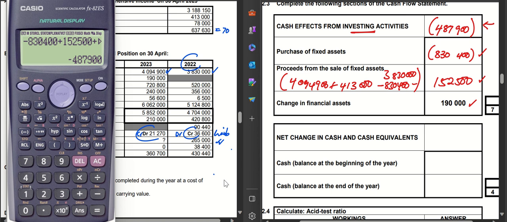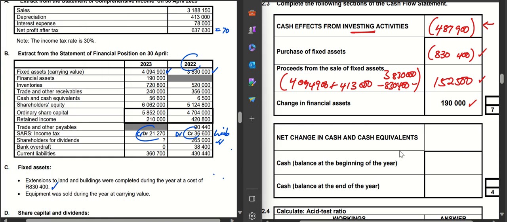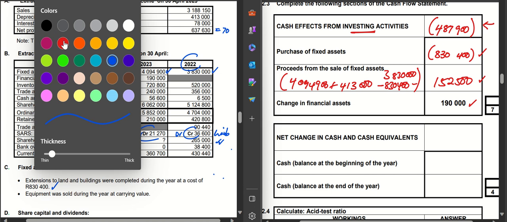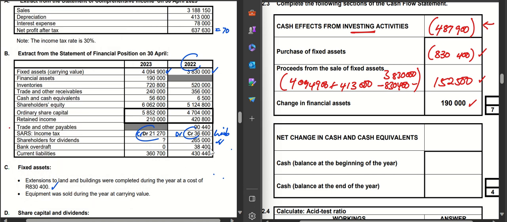I think I have about 1 minute, and I'm just going to quickly come and do the net change in cash and cash equivalents. If you're doing your net change in cash and cash equivalents, the examiner will catch you mostly when they bring in the bank overdraft here. This is where they catch you. So you know that 2022, that is your balance at the beginning. And you have an overdraft here, but you also have 6,500, which is a positive balance.